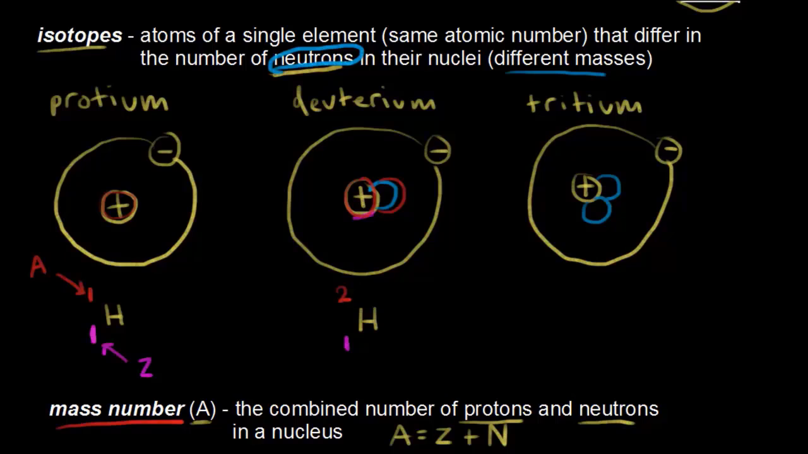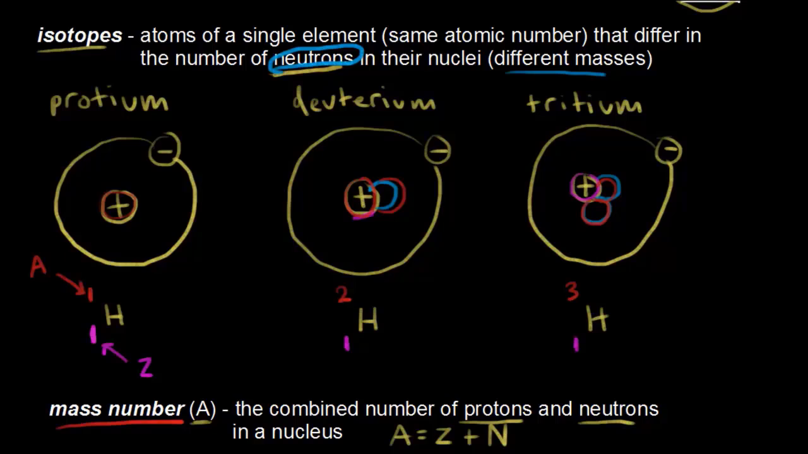And finally for tritium, it's still hydrogen, so we put hydrogen here. All right, there's one proton in the nucleus, atomic number of 1, so we put a 1 here. And then the combined number of protons and neutrons, that would be 3, right? So 1 proton plus 2 neutrons gives us 3. So there's the symbol for tritium. So here are the isotopes of hydrogen, and using these symbols allows us to differentiate between them.